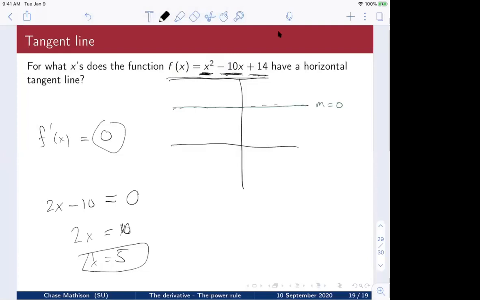So tomorrow we're going to talk a little bit about the product rule, which you won't need on this homework, but definitely on the next homework. And then we'll go from there.